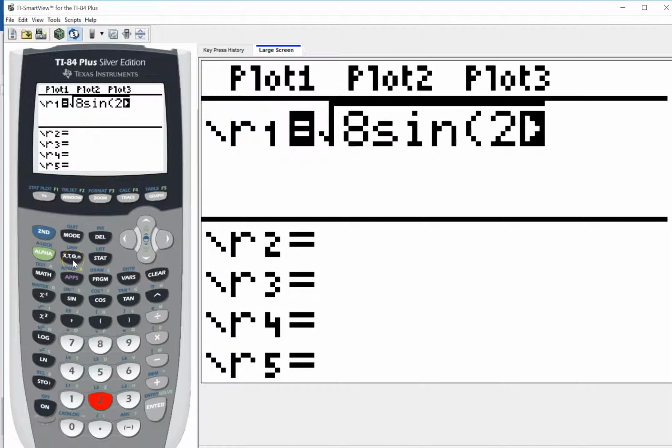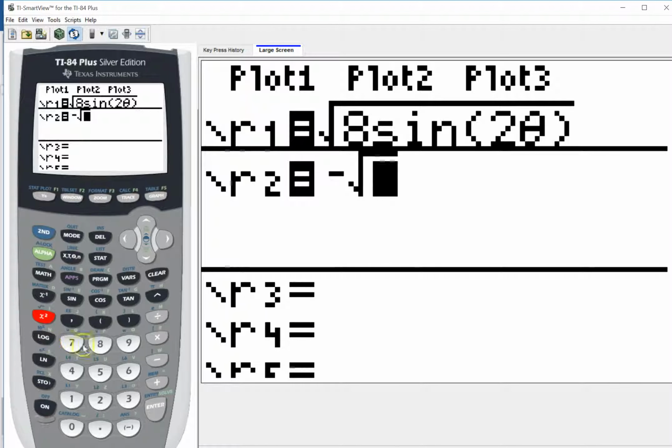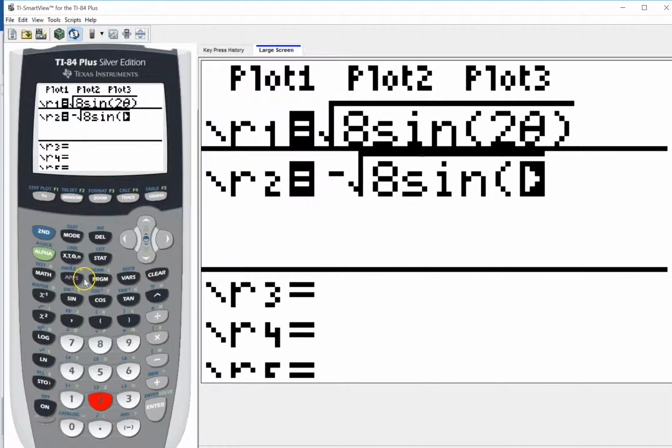Now look, this button, you've been using it as x, but all this time it's got a t and a theta and an n next to it, and you never even knew why. Well, this is why, because that button is just the all-purpose variable button, okay? But we also need the negative of this, right? Because r is the plus or minus, so it's the negative square root of 8 sine 2 theta.